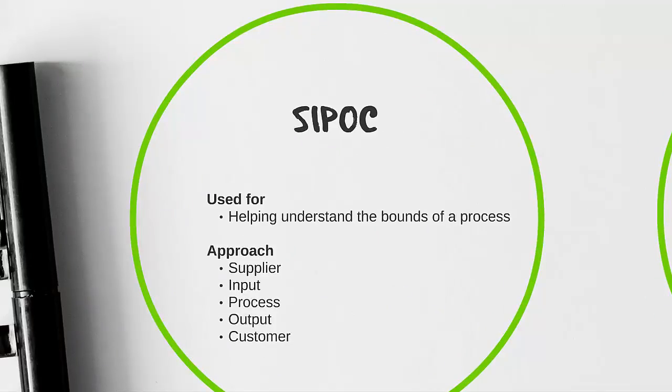SIPOC. This is a tool that helps understand the bounds of a given process. If you are mapping out a process and you want to know your start and finish point, as well as all the stuff between the start and finish point, this tool can help outline it for you. You start off by detailing out your suppliers, so where the process starts off from an external party, and then you identify the inputs, the process that's completed throughout the organization, what the output is of that given process, and then finally what's returned to the customer.